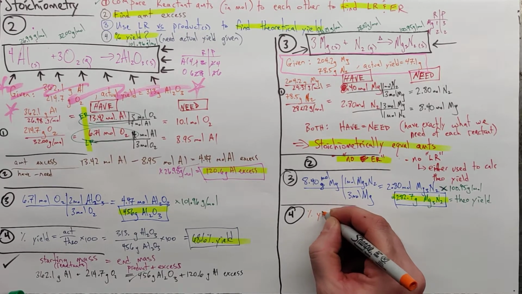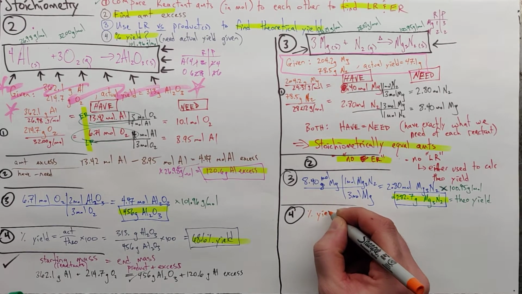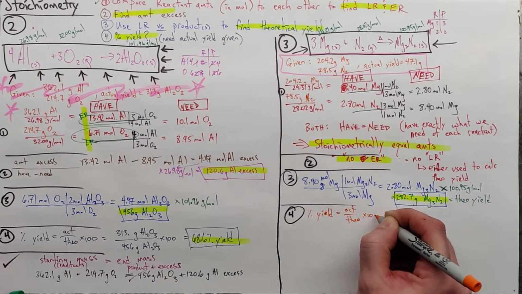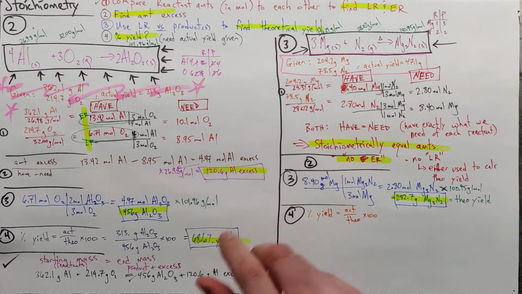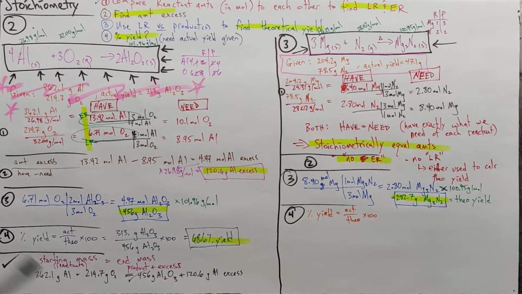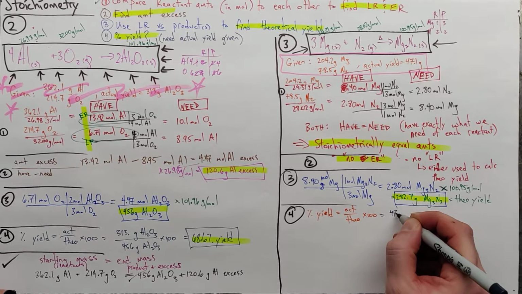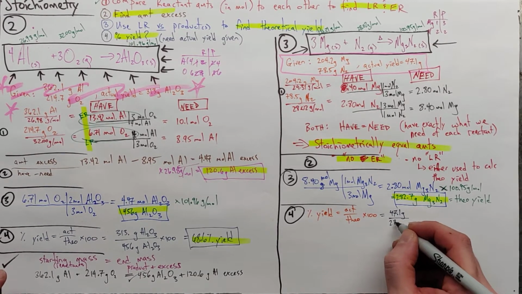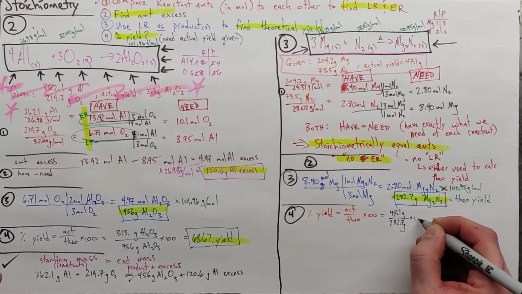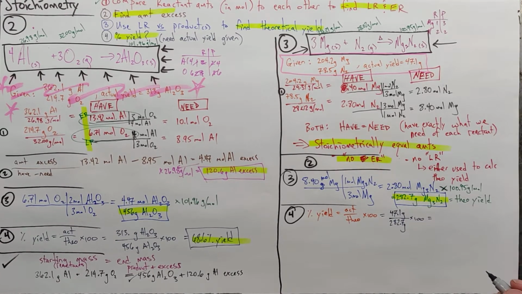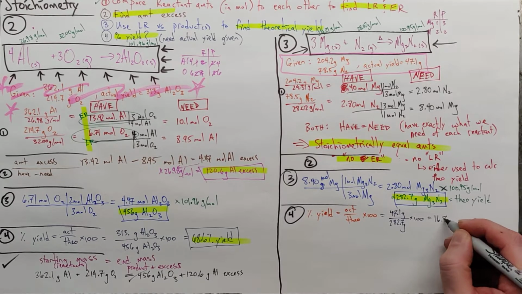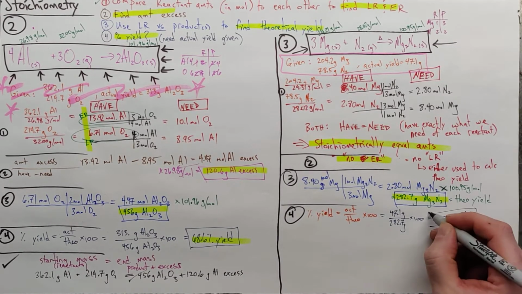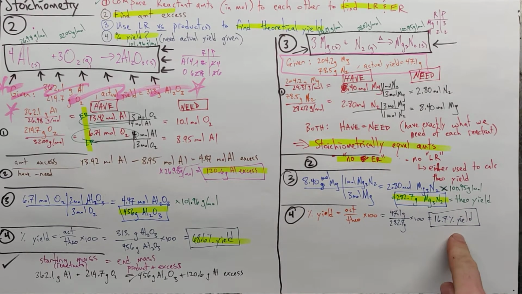But our percent yield is supposed to be our actual over our theoretical times 100. We just grab those numbers as given. In this case, 47.1 grams. We divide by our theoretical yield that was 282.7 grams. And we end up with a 16.7% yield.